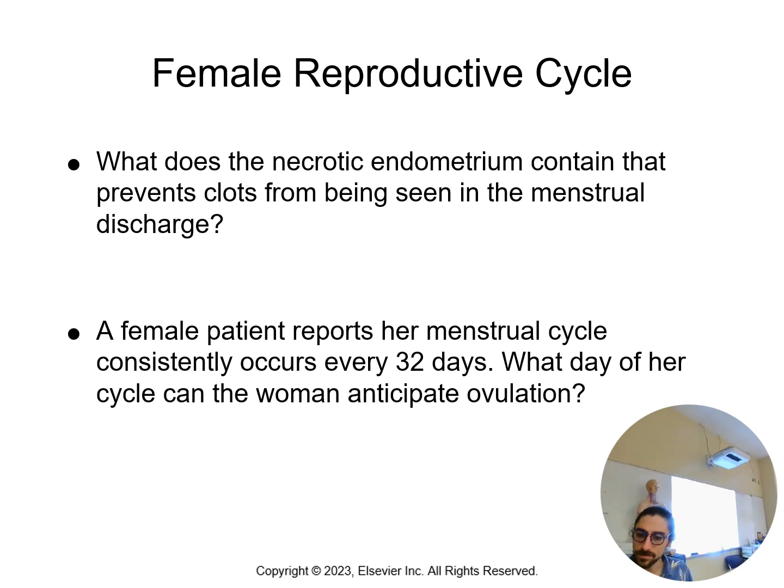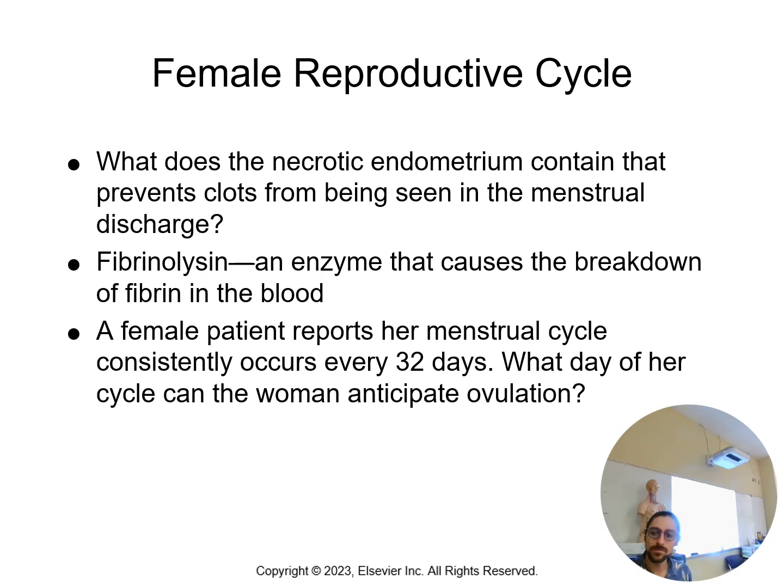All right. A female patient reports her menstrual cycle consistently occurs every 32 days. What day of her cycle can she anticipate ovulation? 32 minus 14. There you go. But yeah, that's really it. You ovulate 14 days before the end of your cycle, no matter how long the cycle is. 32 minus 14.